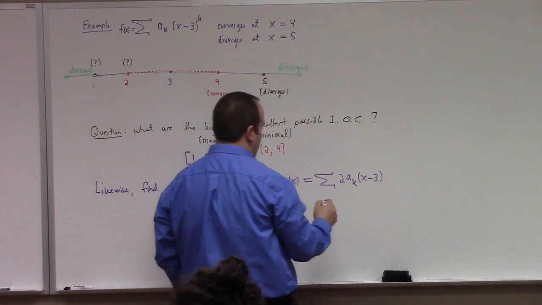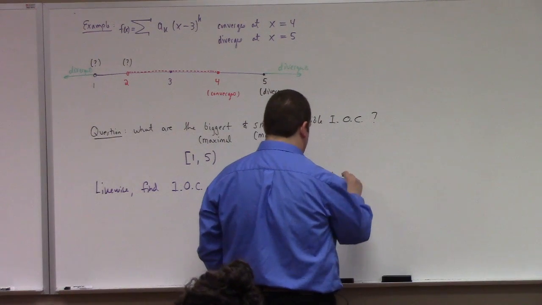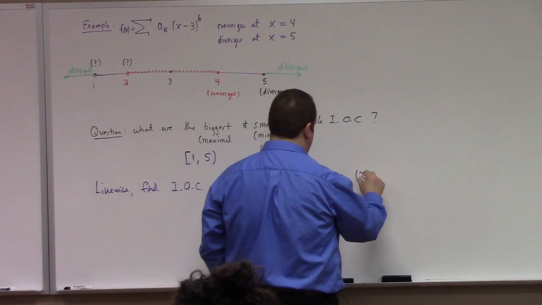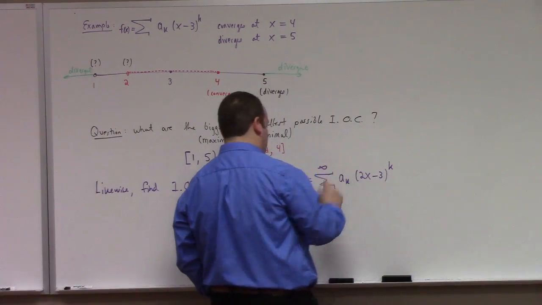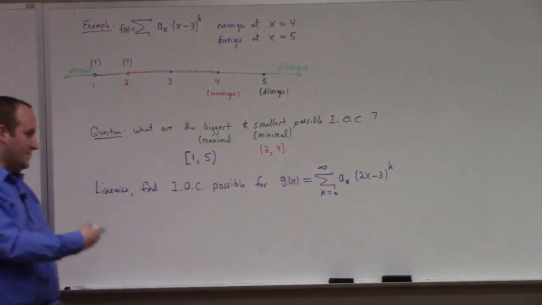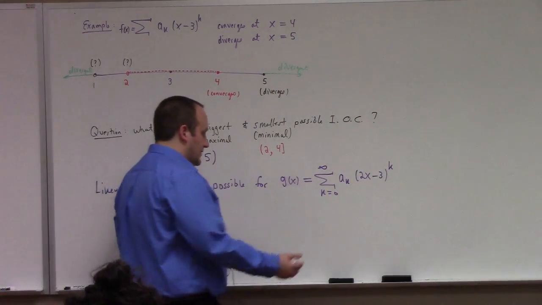Well, 2 times, that's not quite what I want. Let me fix this up here. Suppose you have a sub k times 2x minus 3 to the k power. How would the interval of convergence for that modified series be related to the original one? I'm just going to leave that as an open question. Maybe we'll come back to that next week if you want, or something.